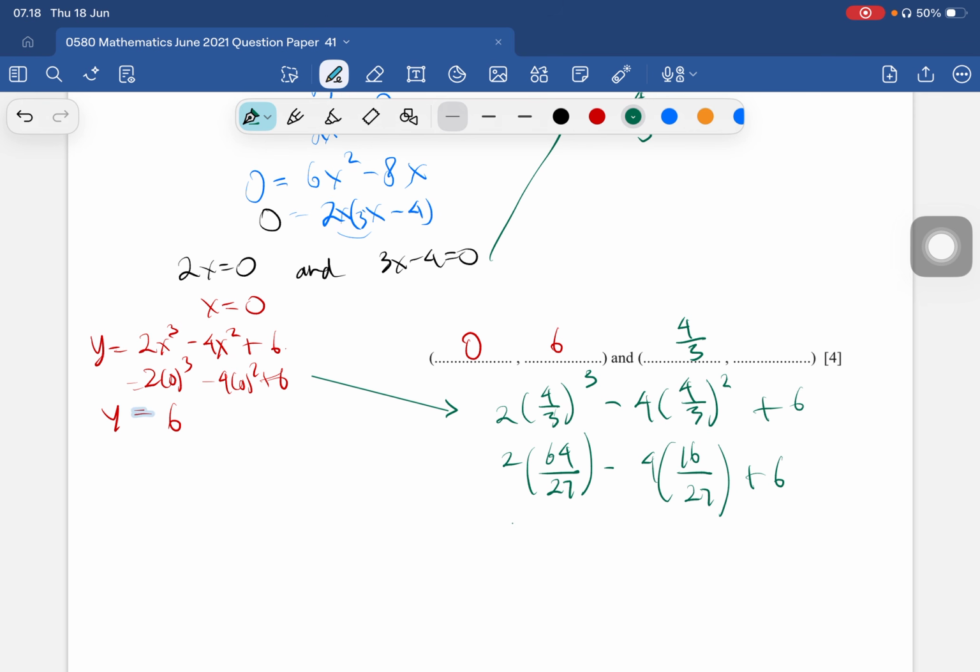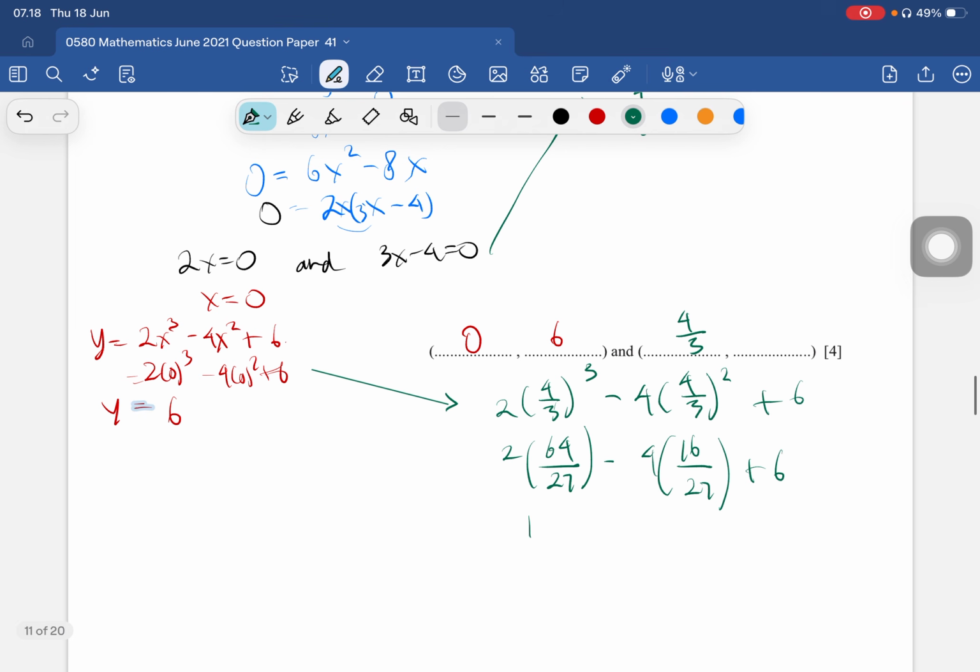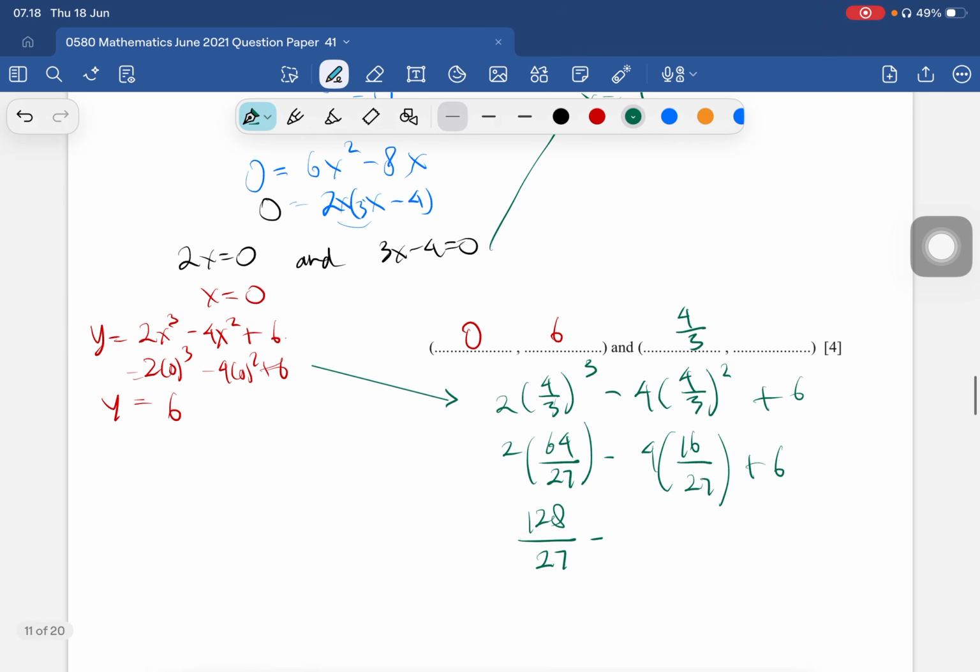Okay, so 64 multiplied by 2, you get 128 over 27, minus 4 times 16 is 64 over 27, plus 6. Let us make it to be over 27. So 6 times 27 is 162 over 27. Okay, the numerators are equal, so we can keep it as 27.